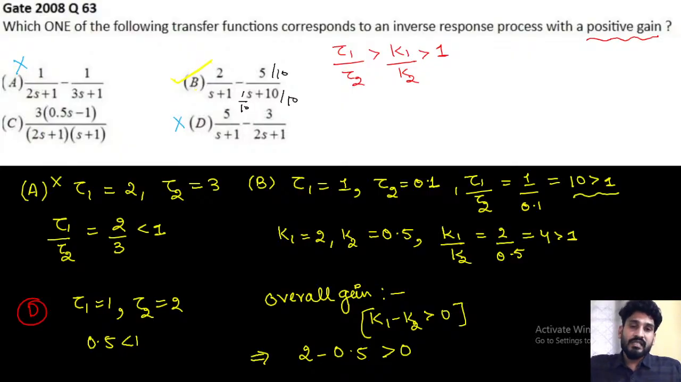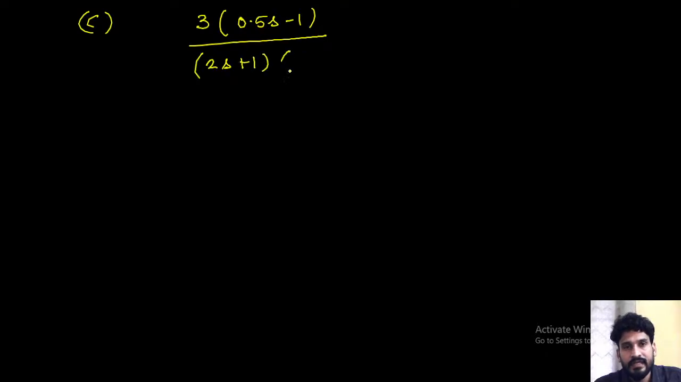So you did not check C, not even the tau 1 divided by tau 2 condition, not even the positive gain. It may be possible that C can be the answer. Let's try to understand it. Do one thing, just try to calculate its gain. Take the option C. C is my 3 into 0.5 s minus 1 divided by 2s plus 1 and s plus 1. It may be possible that this is the expression after LCM. Try to calculate its gain.